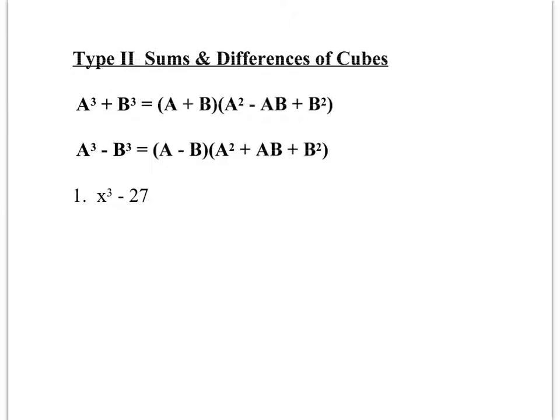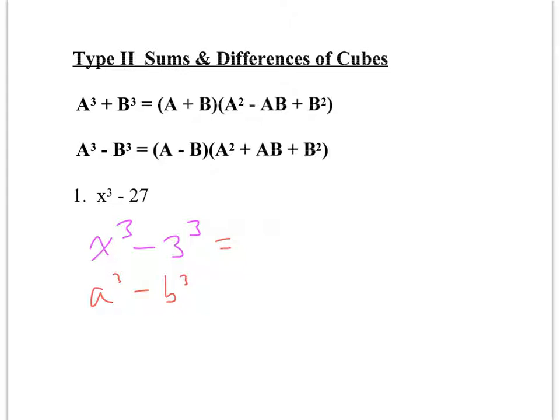So looking right here now, we have x to the third minus 27. This is a difference of cubes because x to the third is x to the third, and 27, of course, is 3 to the third. So to factor this now using the formula up top where I have a to the third minus b to the third, a is now x and b is now 3. So this is going to equal, I'm going to replace a with x and b with 3.